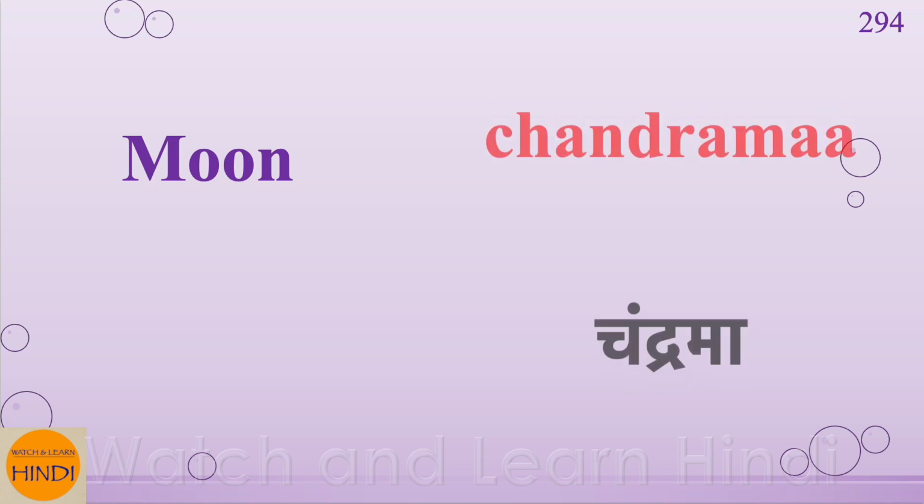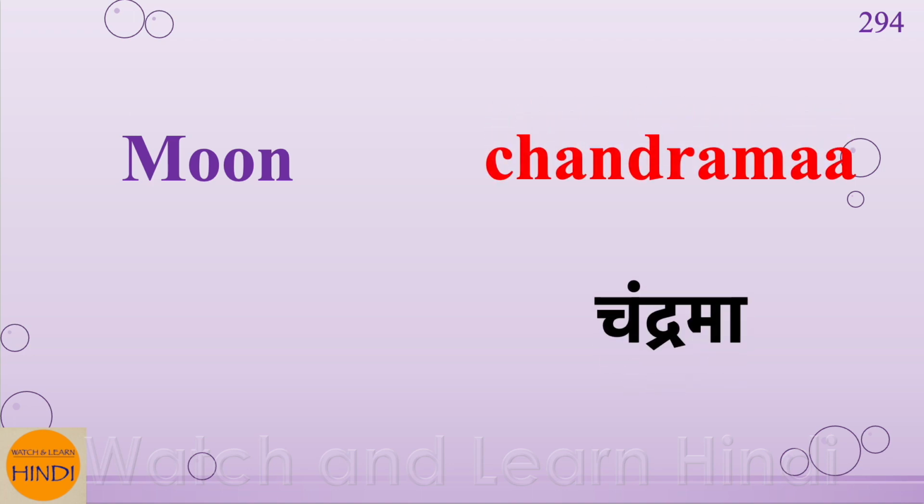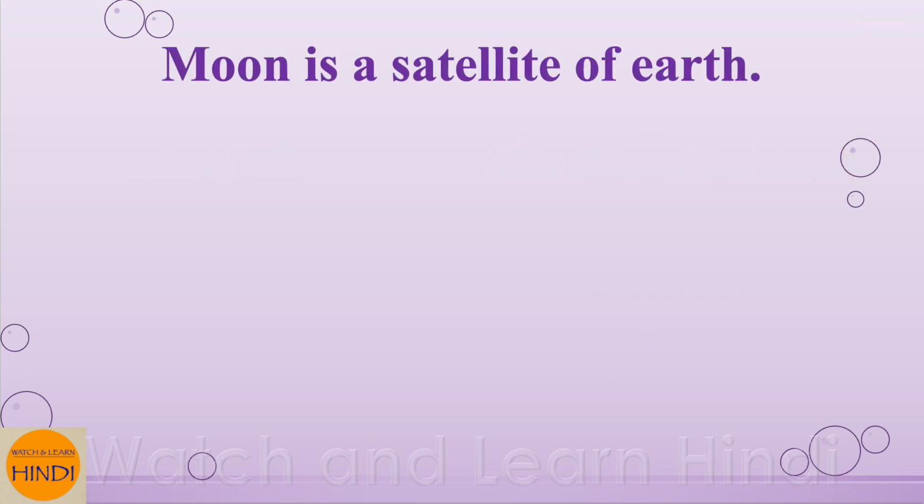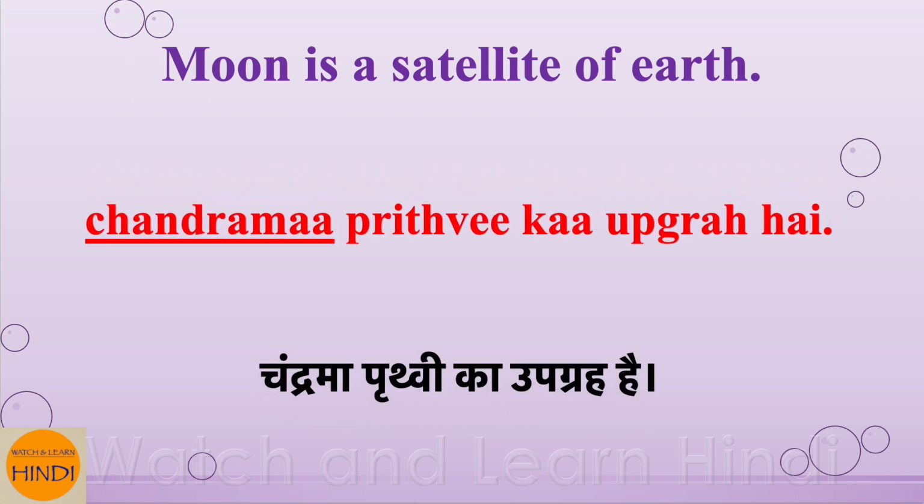Moon, चंद्रमा. Moon is a satellite of Earth. चंद्रमा पृथ्वी का उपग्रह है. पृथ्वी, as you learned earlier, is Earth. उपग्रह is the natural satellite. Moon is a satellite of Earth.